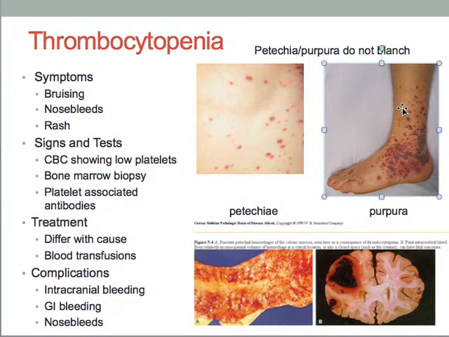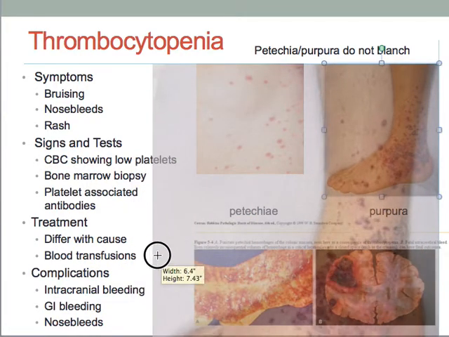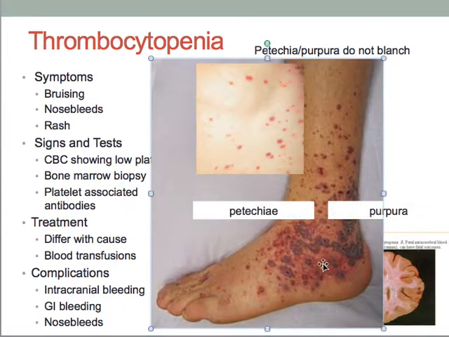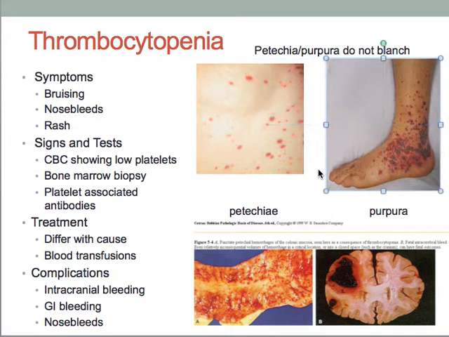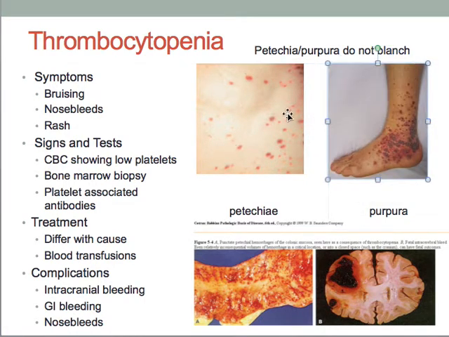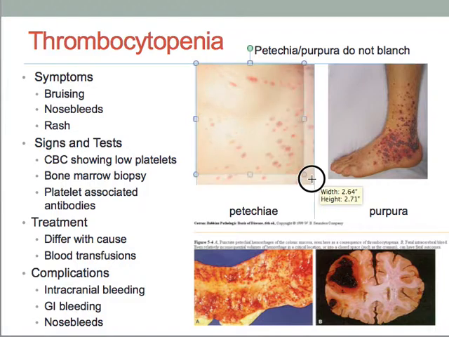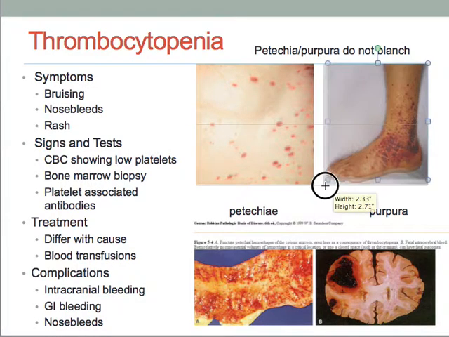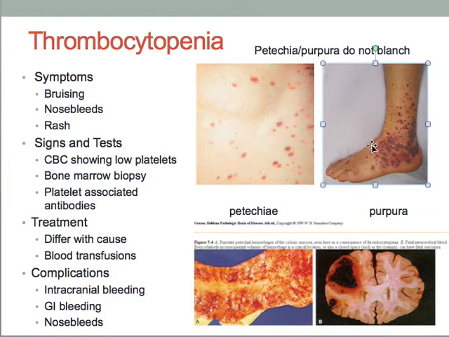When petechiae are larger, they're referred to as purpura. So this is purpura. Purpura are larger petechiae. So these are also bleeds. They might resemble bruises, but what makes it more clinically relevant for you to distinguish between them is that petechiae and purpura don't blanch. That means when you put your finger on these pieces of darkening of tissue and press into them, they don't turn pale as typical tissue would. So you don't see capillary refill. They're dark and they remain dark.